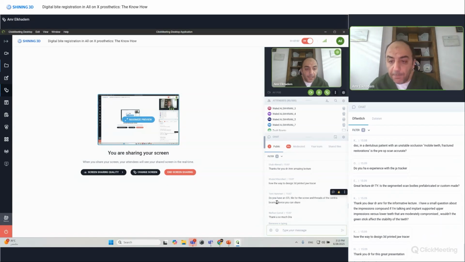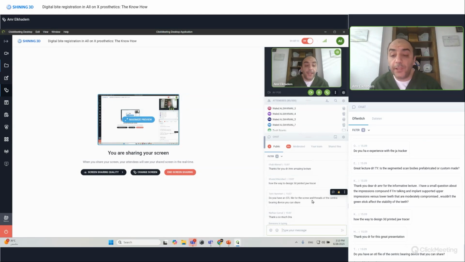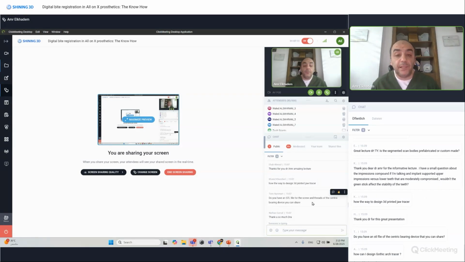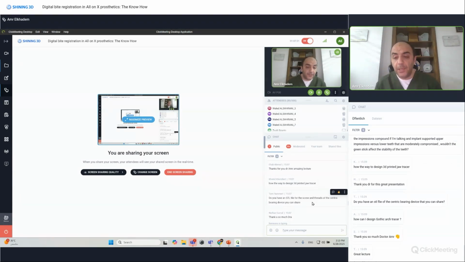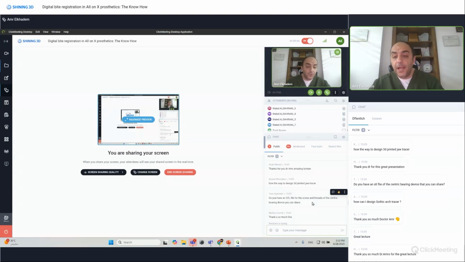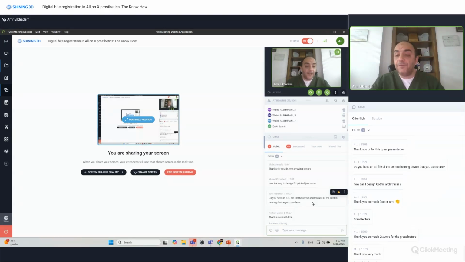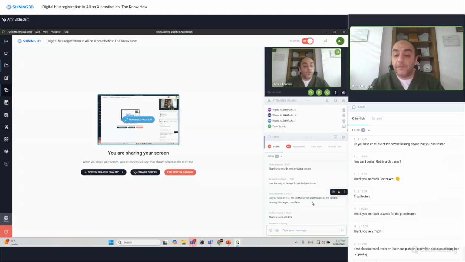Tom Hammert is asking for the STL for the screw retained. You can find it if you go to the Blender for Dental platform. It's a free file. You can download it. If you want to have it, I can send it directly to you, but just send me a text on the messenger. I can send you the STL file, but if you go to the site for Blender for Dental, it's a free file to install for the plate, the screw, and everything.